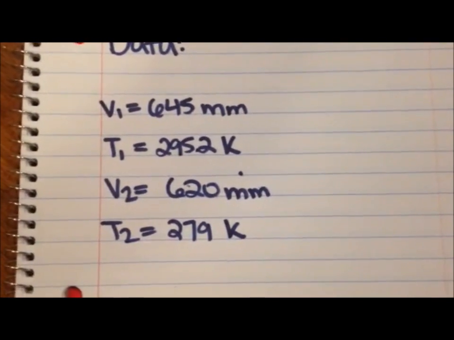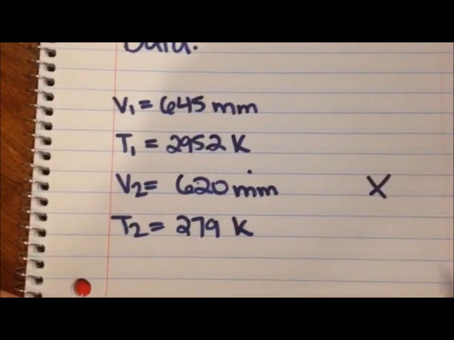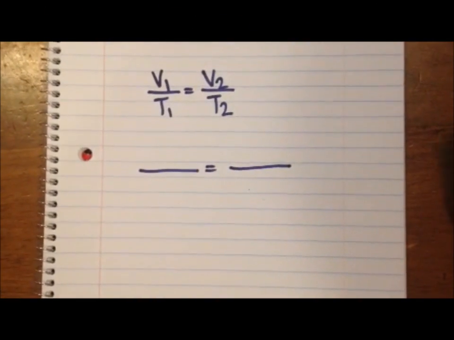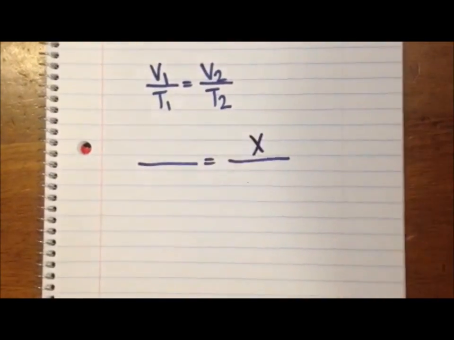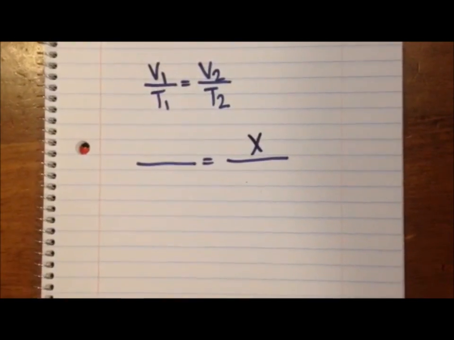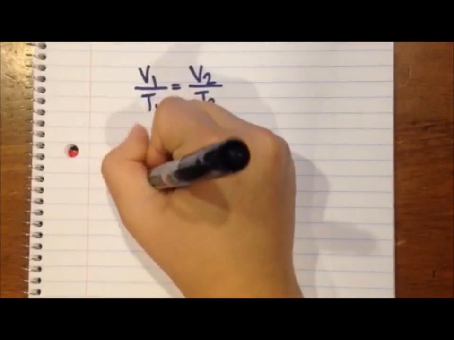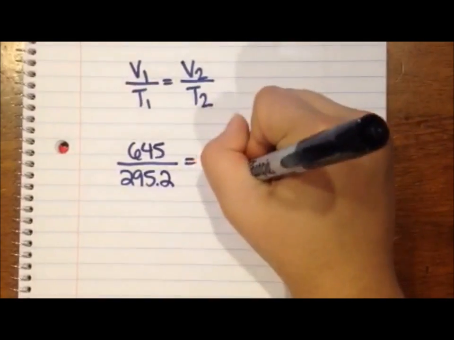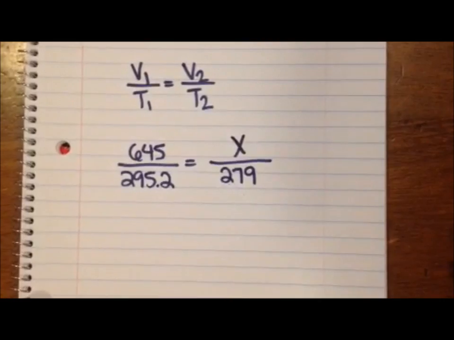But let's say we didn't know the final volume, and we would label that as X. So to find the theoretical circumference of the balloon, we are going to put V2 as our X, because that's the one that we don't know. So we're going to plug in everything else like we did before. So we would have 645 over 295.2, equals X over 279.